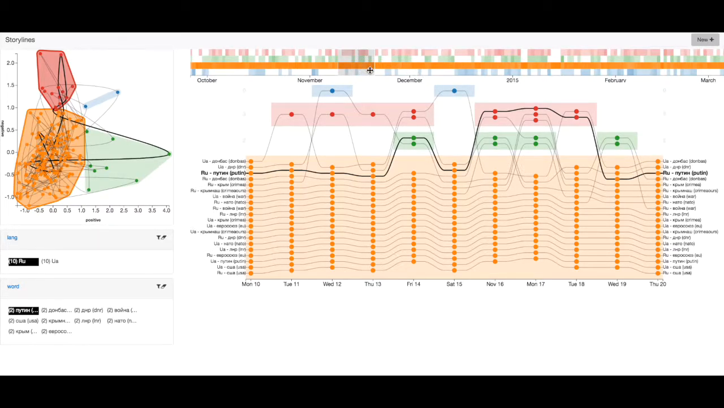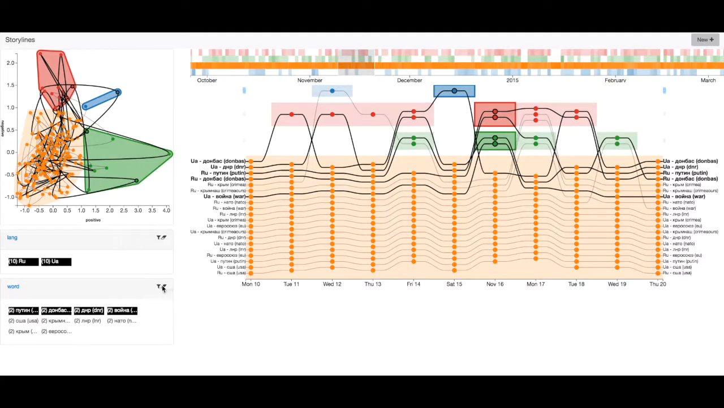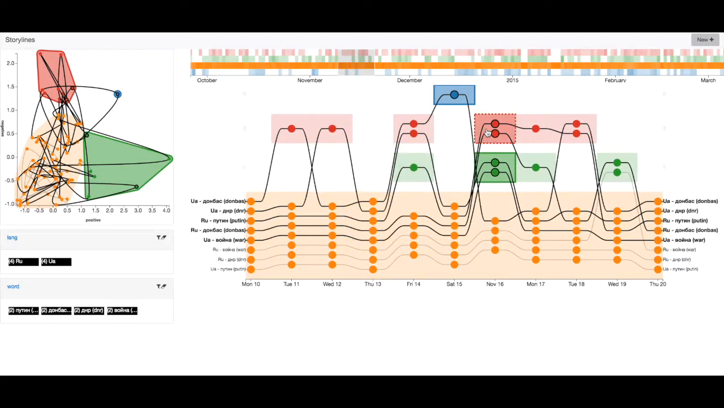It looks like there are some interesting patterns happening. Let's focus on this by selecting a few groups and filtering out the rest. The visualization shows that opinion towards Putin and Donbass in Russia become more negative on the 16th. On the other hand, opinions towards war and Donetsk Republic in Ukraine become more positive. These findings align with the outcome of the summit.